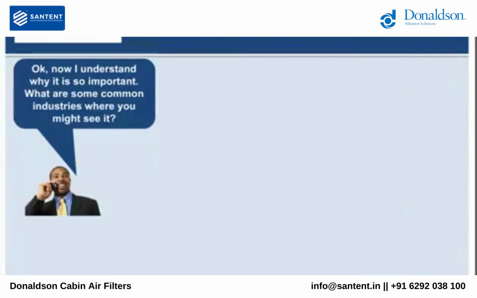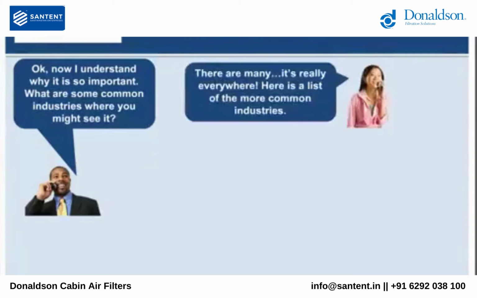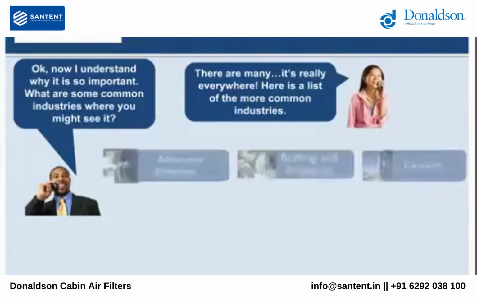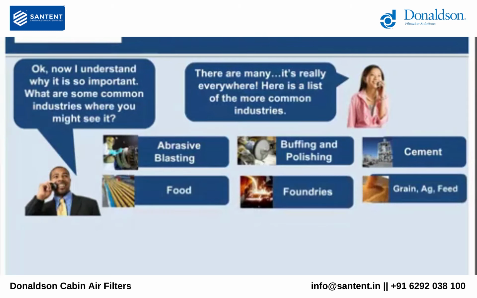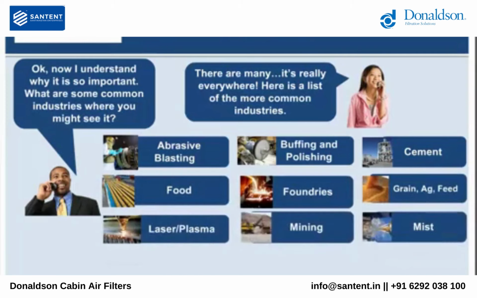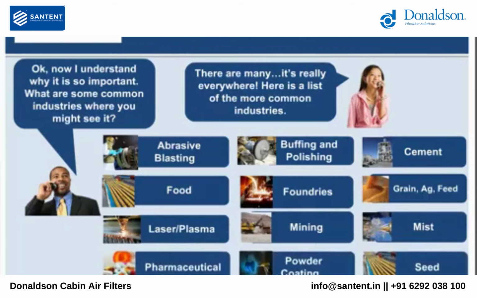What are some of the common industries where you might see it? There are many. It's really everywhere. Here's a list of the more common industries. Abrasive blasting, buffing and polishing, cement, food, foundries, grain, agriculture, and feed, laser and plasma, mining, mist, pharmaceutical, powder coating, seed, thermal spray, welding, and woodworking.